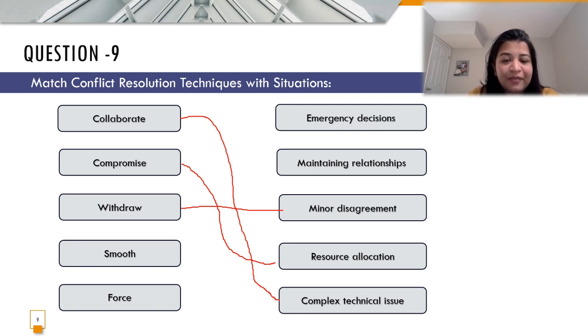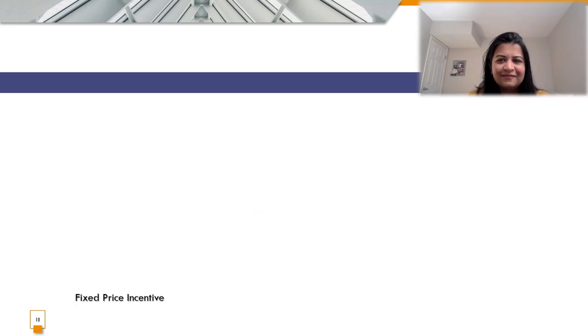Smoothing is definitely going to be a smooth way to do that, or it's a conflict resolution technique when we maintain effective and healthy relationships, making it smoother to manage. And for force, it's definitely going to be certain emergency decisions that have to be forced during the project execution.